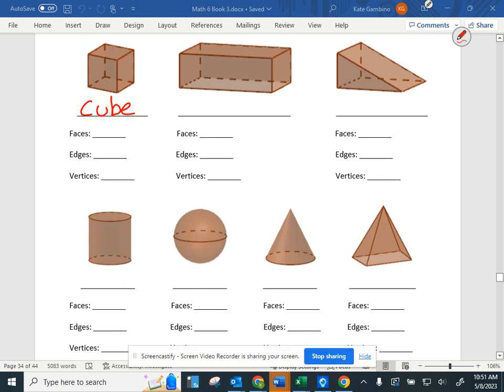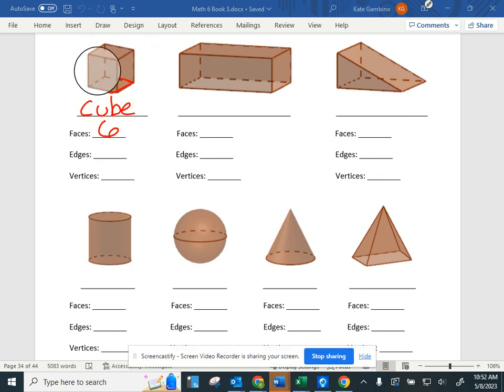If you just say square, you're just talking about one face of it. We want the whole entire shape. So how many faces does a cube have, Bennett? 6. We have the top, the bottom, the front side, the back side, and both of those sides. So there are 6 faces altogether.